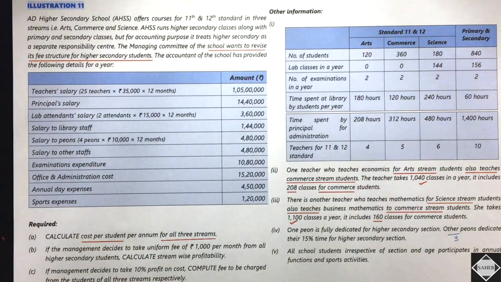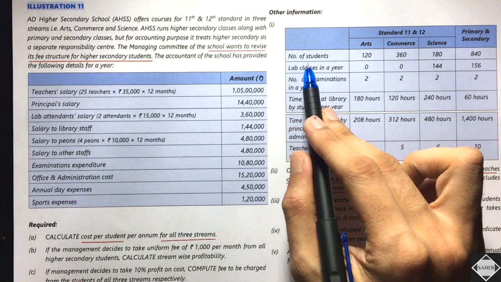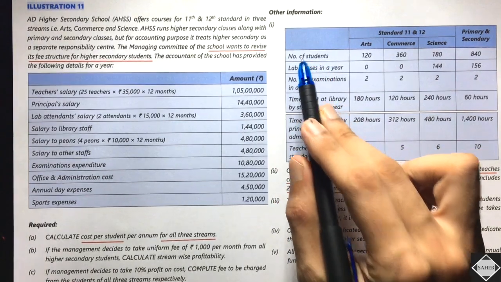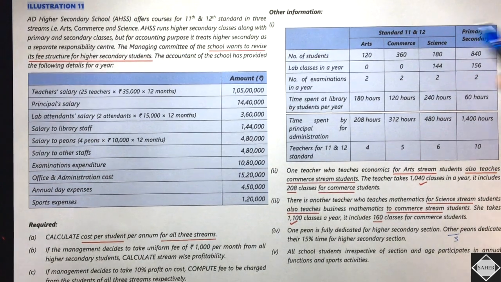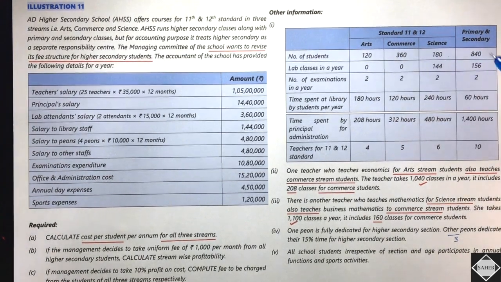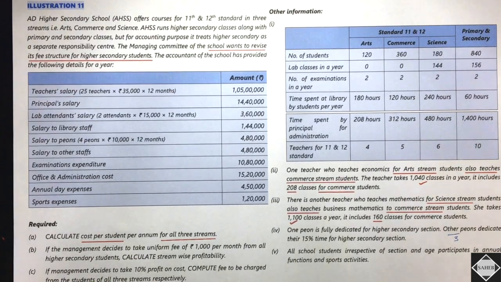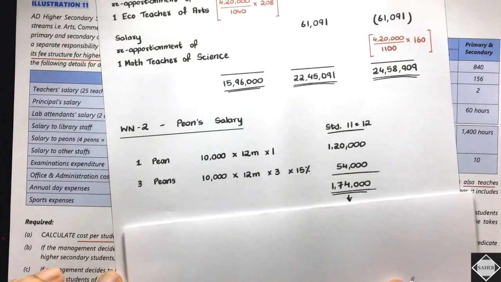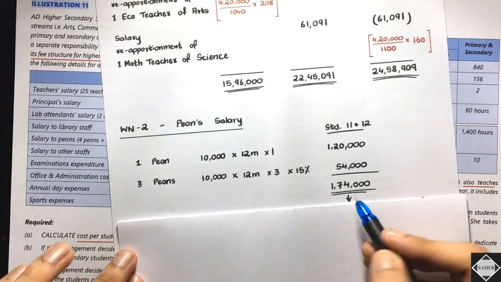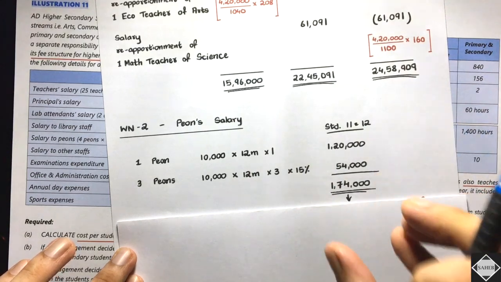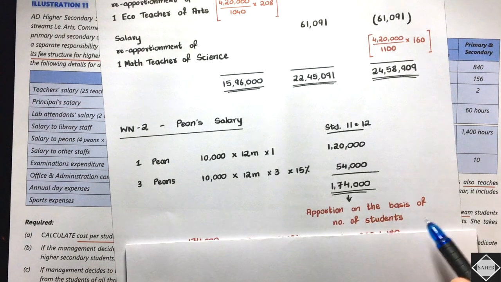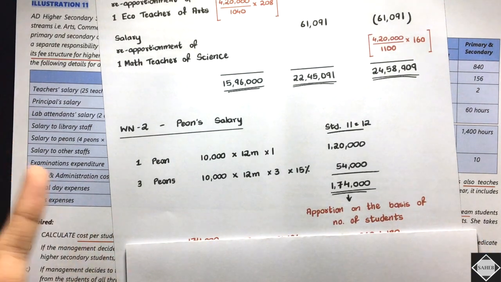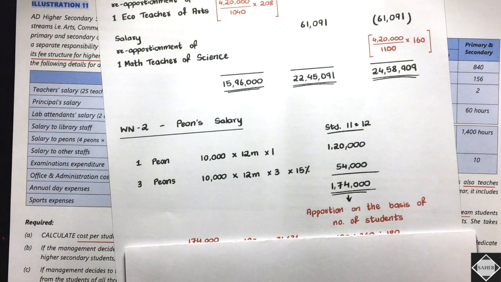They haven't said anything about peon in this information. So which ratio are we going to use over here? We are going to make use of the number of students ratio. But while taking the number of students ratio, you have to remember you cannot take primary and secondary. You will take 120 is to 360 is to 180. You can't take 840 as well. Because the total peon cost you have calculated right now is not of the whole school. This is of only class 11 and 12, right? So we apportion on the basis of number of students, because there is no other option.